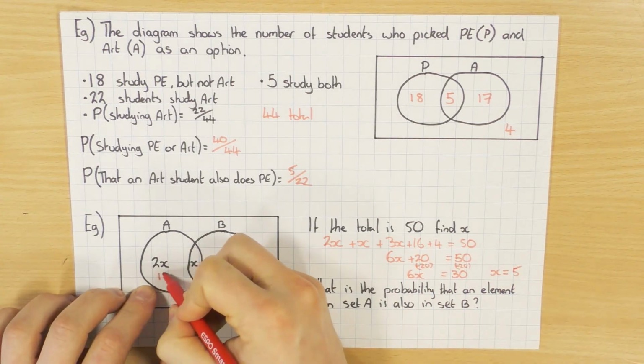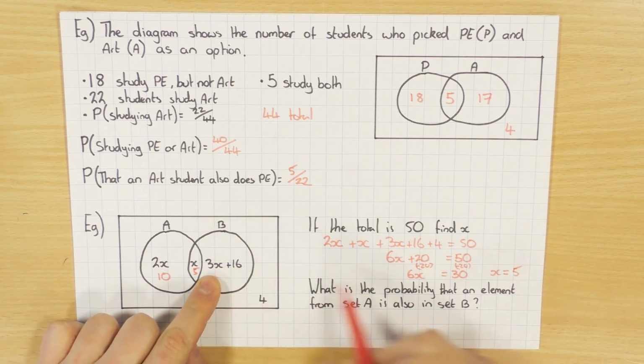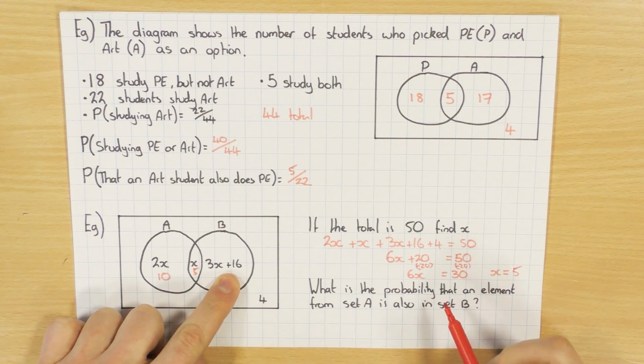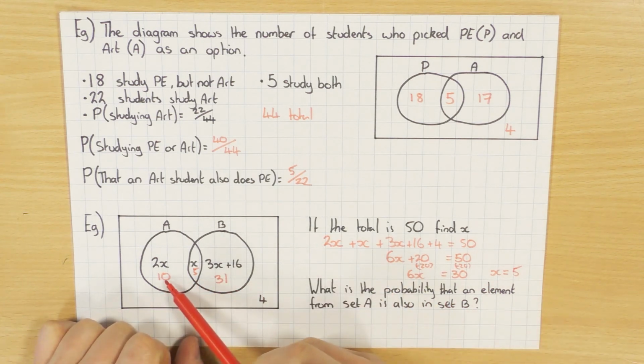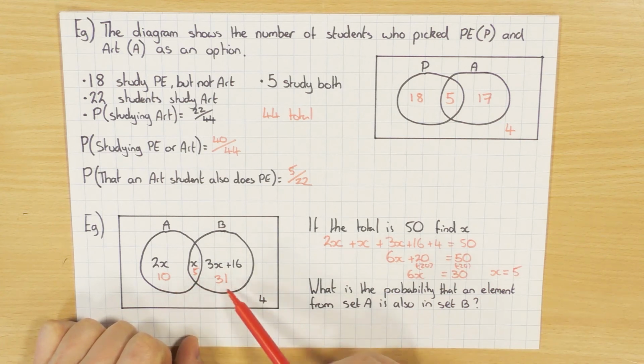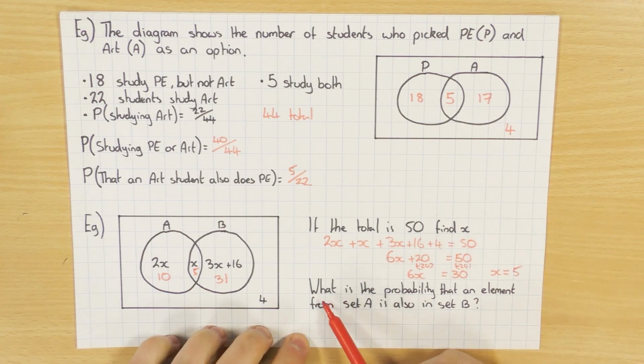Then you can plug it back in here. 2 times 5 gives me 10. Obviously, x on its own is just 5. 3 times 5 is 15, plus 16 is 31. Add those all up to double check. 10 add 5 add 31 add 4 is 50. Excellent. So I know I've got it right. Then we can answer the question.